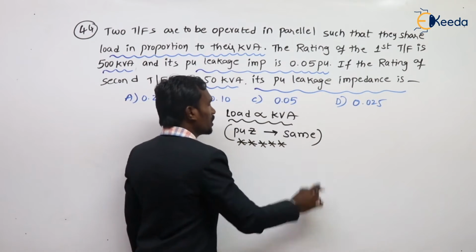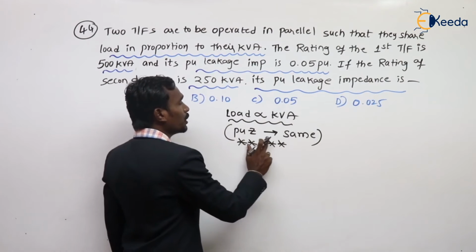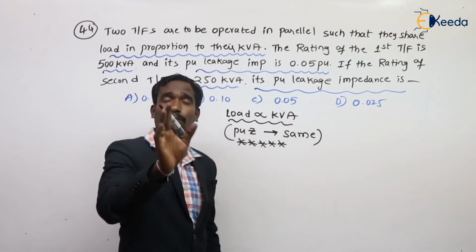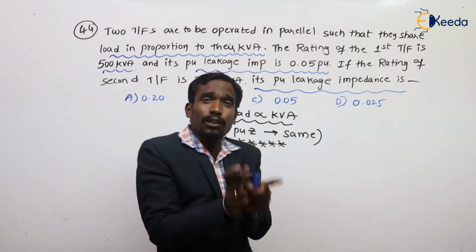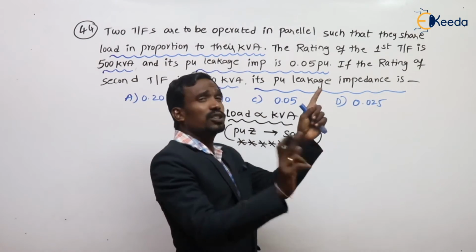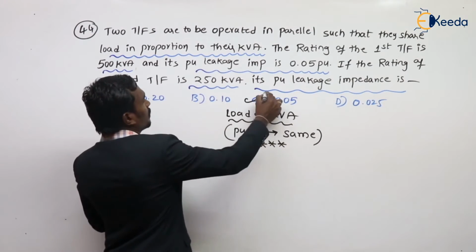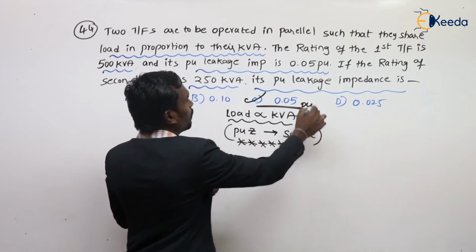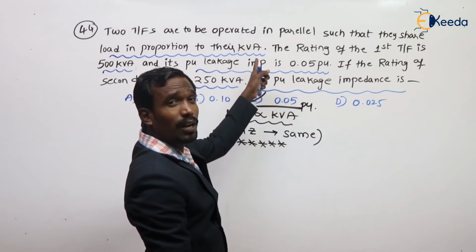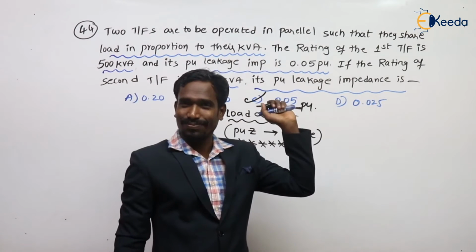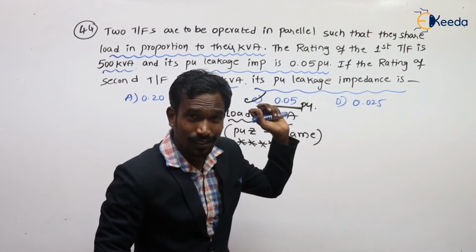When the transformers share the load in proportion to their kVA rating, at that condition, the per unit leakage impedances of two transformers should be the same. Then only they share the load in proportion to their kVA rating. So what is the answer? The answer is again 0.05 per unit for the second transformer also, because they share the load according to their kVA rating. This is the direct statement in parallel operation. Understood? Right.